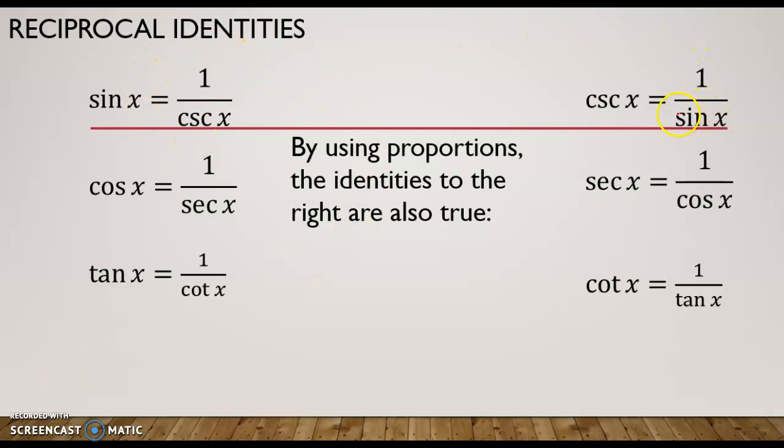There is a page that I have put in the assignment, your notes assignment, that you can download and print out. It's got all the identities that I've mentioned so far on there. You've got your reciprocal identities, your quotient identities, the Pythagorean identities. You also have those cofunction identities that I just did on the slide before.